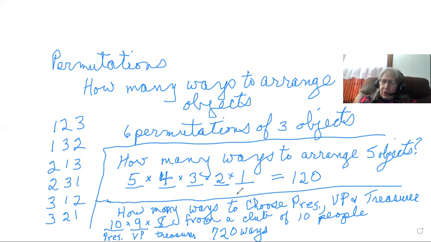And that's all there is to permutations, if the order matters. Let's go back here and write, when order matters. And it matters deeply to the president, vice president, and treasurer, for instance. So that's all there is to know about permutations.